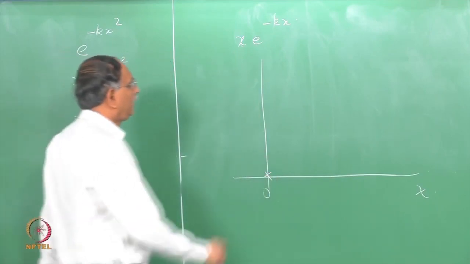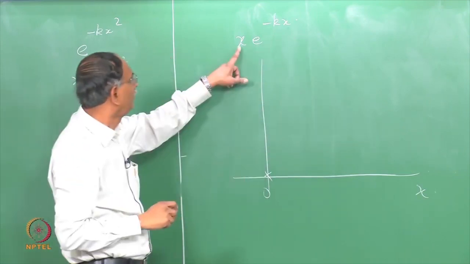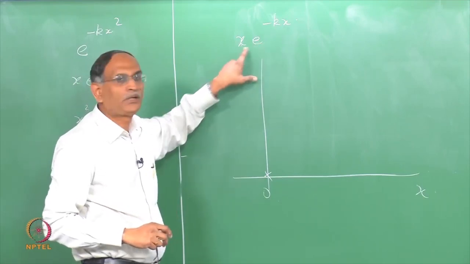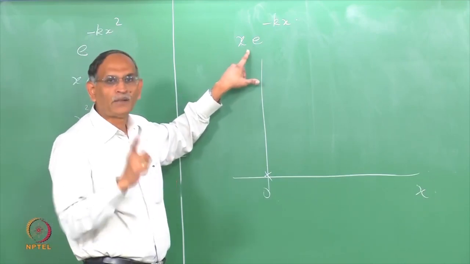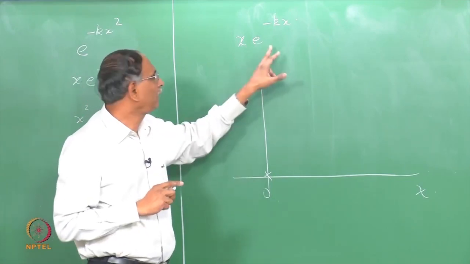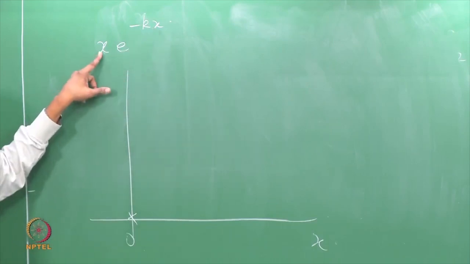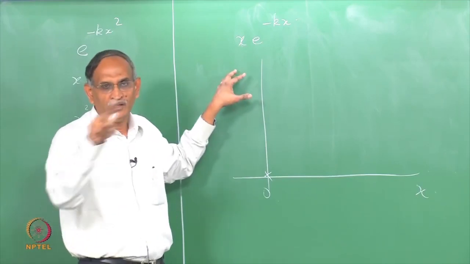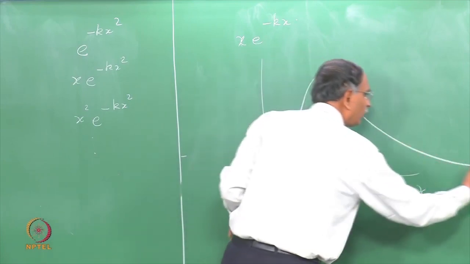Okay? And for any other x, as x increases, this increases, e to the minus kx decreases, and therefore there is a competition between x and e to the minus kx up to a point. And that point is obviously called the maximum of that function, and after that point, the exponential minus kx drops off so much more quickly than x increasing that the competition is lost, the function decreases forever. And therefore, there is a maximum and then the function goes to 0.